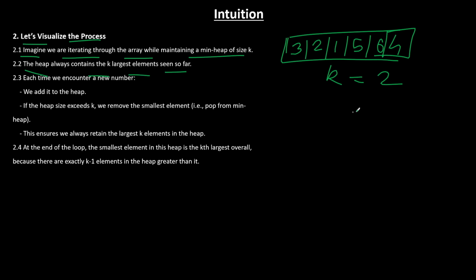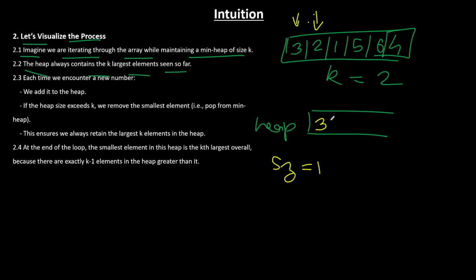Why? Because suppose we have a heap here. Now, if I iterate through the array, I have 3. I will put it into the heap. Now, what is the size of the heap? It's 1, right? No worries. Now we iterate and come to 2, and I will put 2. So this will get reorganized, and the reorganized heap will be 2 and 3. This is a min heap, please keep that in mind.